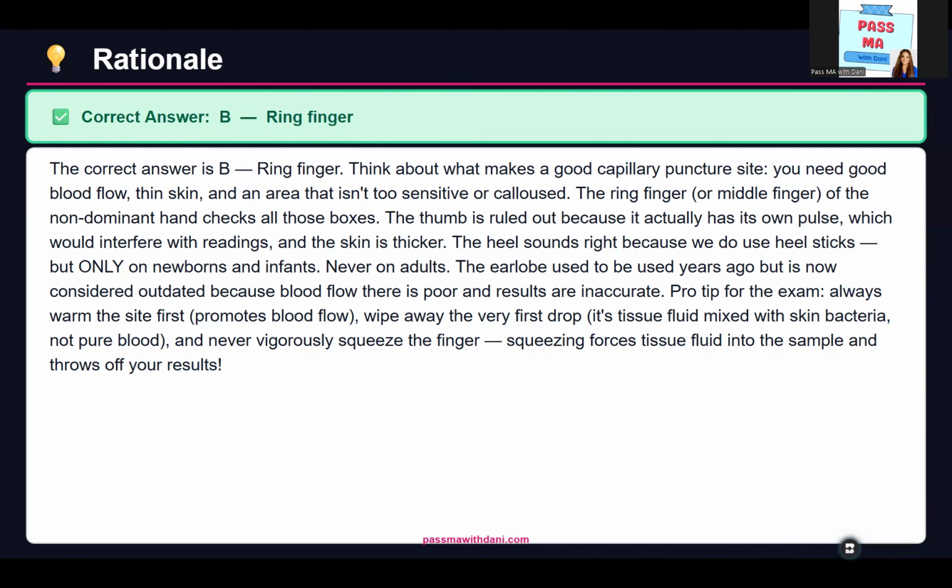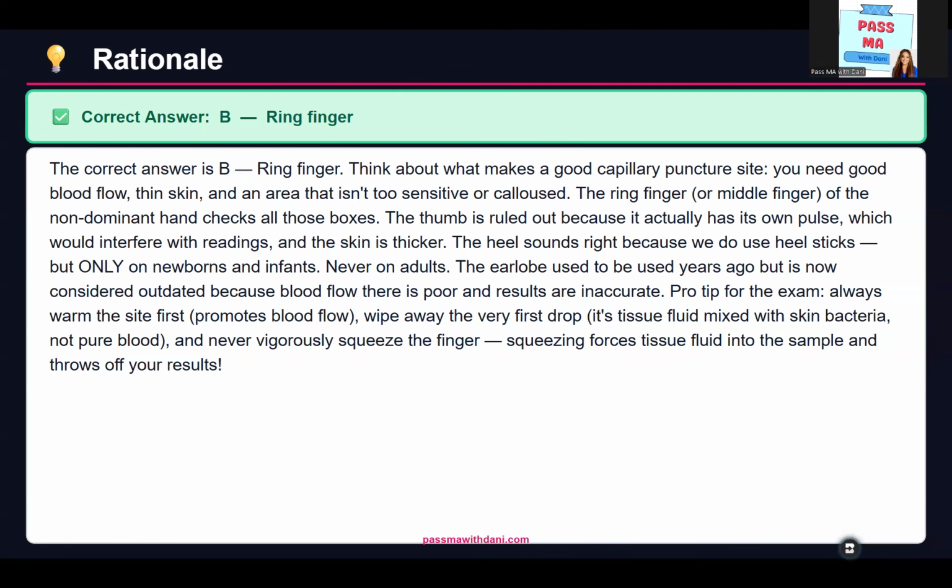If you're wondering why we don't use the thumb, we rule it out because it actually has its own pulse, and this would interfere with the readings. Also, the skin on your thumb is a bit thicker. They also give you an option for the heel. You might say the heel sounds like it could be right, because we do use heel sticks, but never for adults. We only use heel sticks on infants. I want you to remember that.